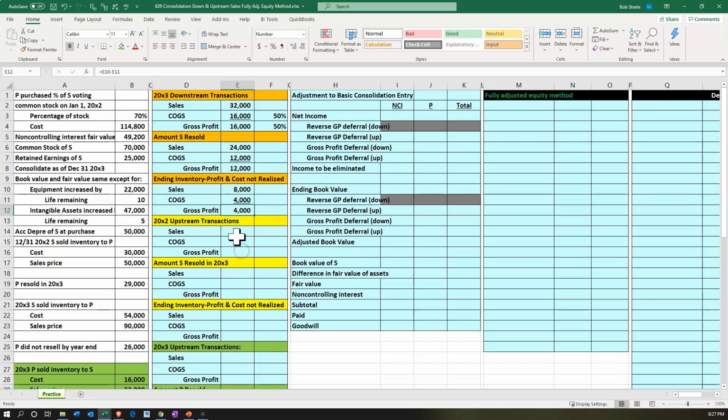Okay, so next we're going to be picking this one up, the 2000X2. This is the upstream sale that took place in 2000X2. And then we're going to be comparing that and say it wasn't resold in 2000X2. So I'm not even going to set up the amount that was resold or not resold. I'm just going to say that the amount that was resold in 2000X3, the portion that was resold in 2000X3. So we're going to be picking up, then this is going to be the 50,000 here.